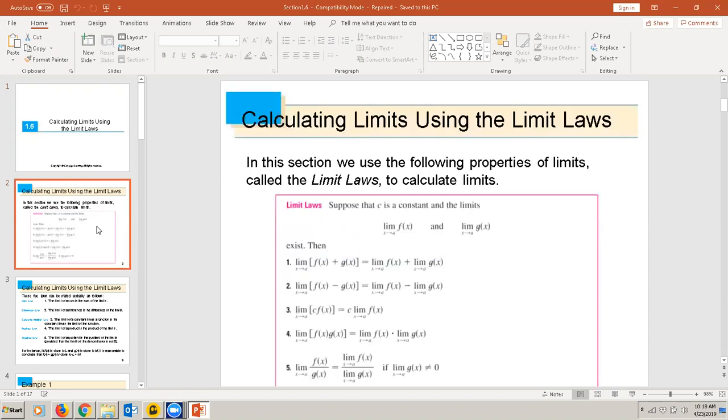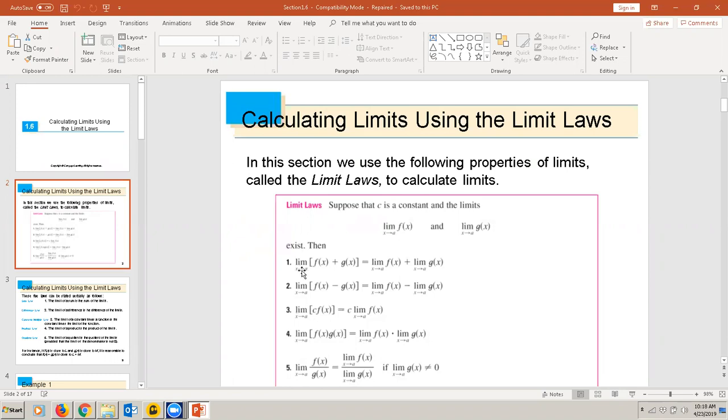First, let's go to some properties of limits. And so these properties are going to help us simplify limits. Now, in these properties, notice it says C is just a constant, so C is just a number. And here are a few of these properties.